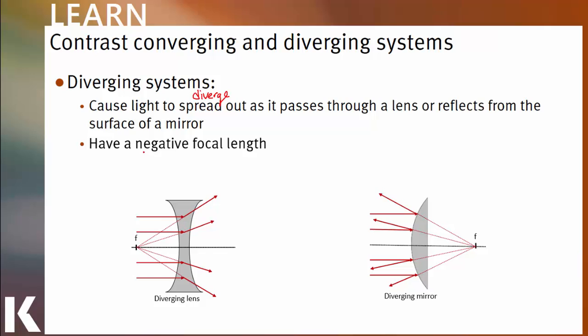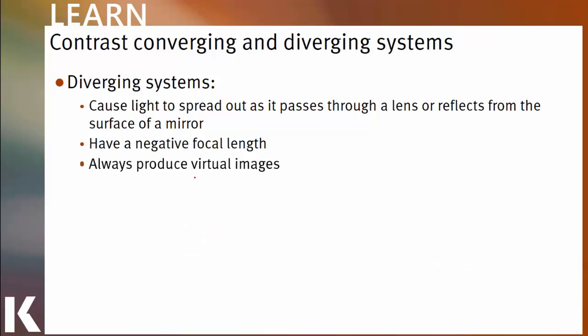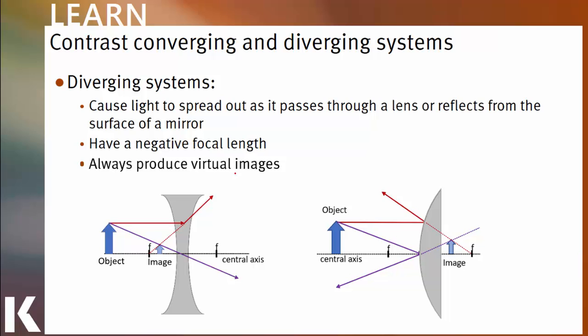Now again, this is a key difference for converging and diverging systems. Converging systems have positive focal lengths and therefore direct light towards the focal point, while diverging systems have negative focal lengths because the rays of light move away from the focal point. Finally, recall that diverging systems will always produce virtual images. In other words, these images will always be formed by the backtracing of diverging rays. Notice that in both examples, the image is formed at the intersection of at least one traced back ray.